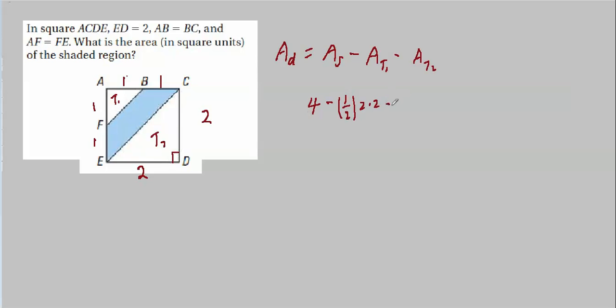And what's this one? Well, 1 times 1, isn't it? And we're going to take half of that, so that's just minus 1/2. So this is 4 minus, well, those cancel, so that's 2, or 4 minus 2.5, which I think would be 1.5, right? Yeah, so the area inside here is 1.5.